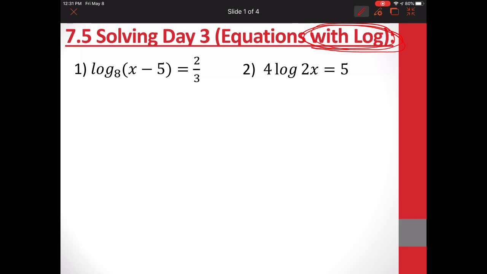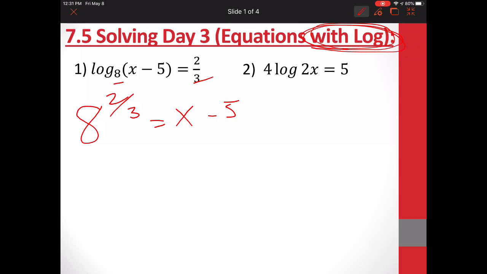So what you're going to do is use the rewrite process that we did the first day of log, where we rewrote log into exponential form. You're going to do that to be able to solve these things, okay? So we'll start here, and what we're going to do is rewrite this with 8 as the base, 2/3 as the exponent, and it's going to equal x minus 5.